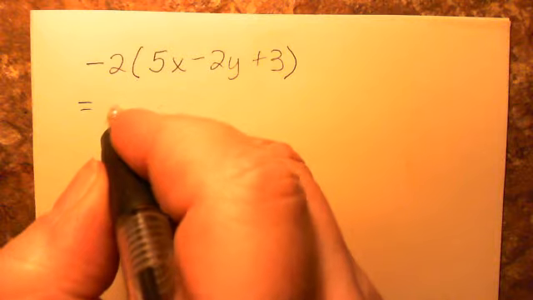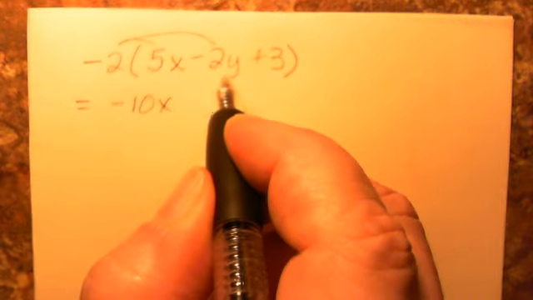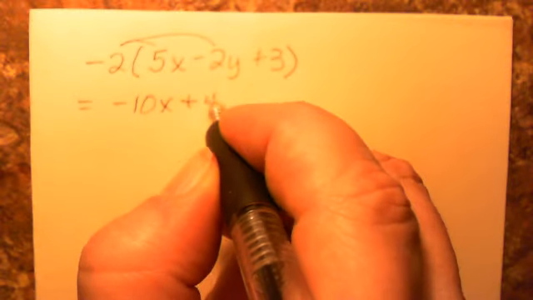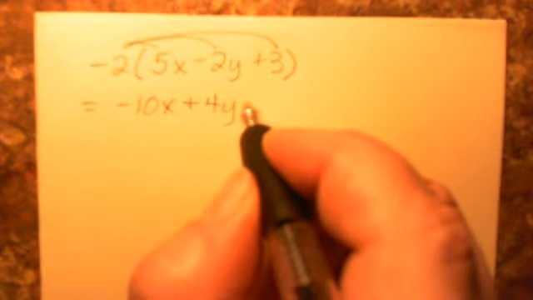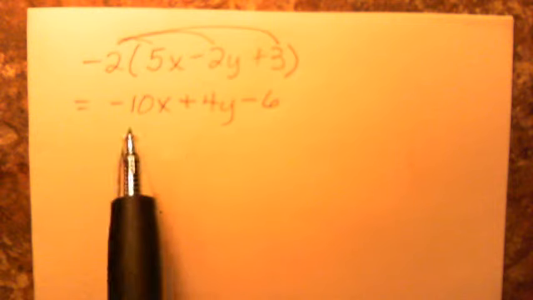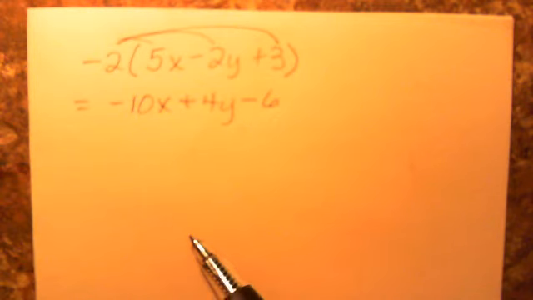-2 times 5x gives us -10x. -2 times -2y gives us positive 4y. -2 times positive 3 gives us -6. And then we check to see if we can collect any like terms. We cannot, because we have no like terms.